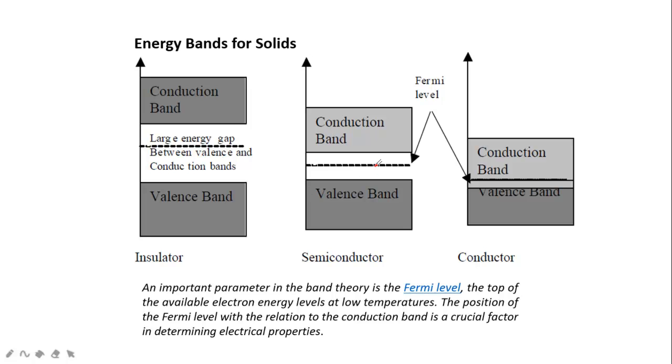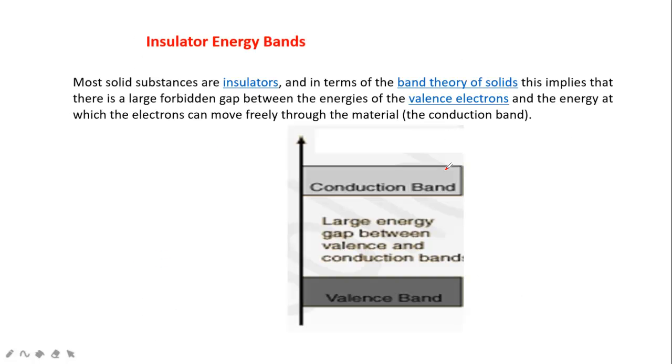The energy gap is less than 1 electron volt for semiconductors, and there is no energy gap between valence band and conduction band for conductors. Now let's understand them one by one.